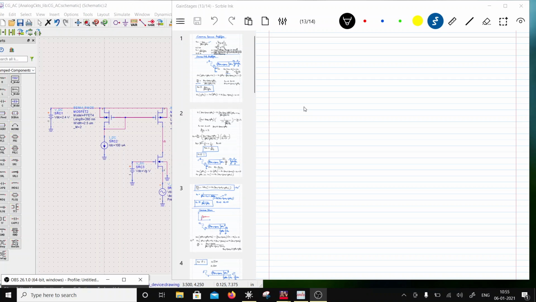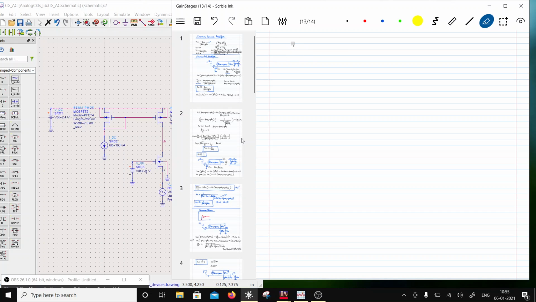My name is Anurag Nigam, and in the last session, session 11, I talked about the high frequency response of a common source amplifier. Now I'm going to cover the high frequency response of a common gate amplifier. So let's get started.